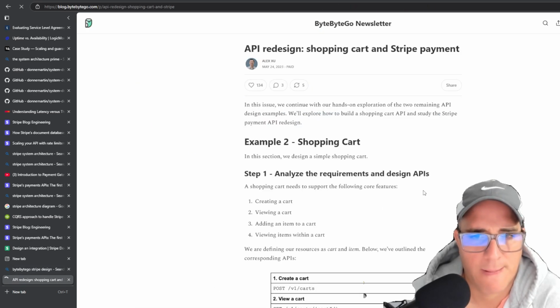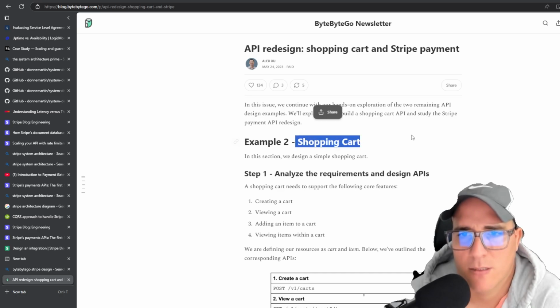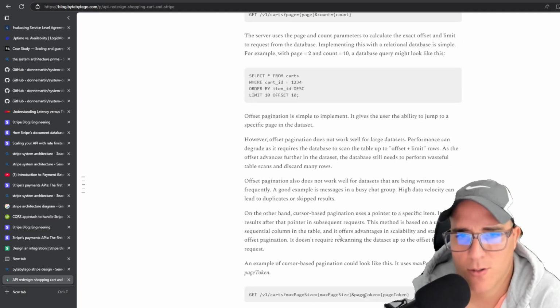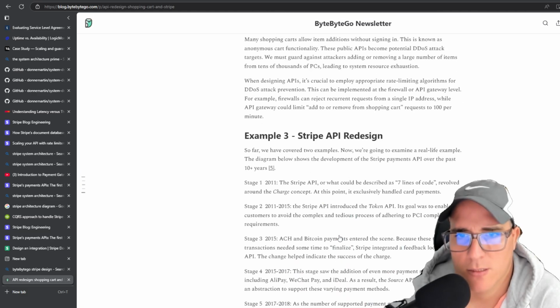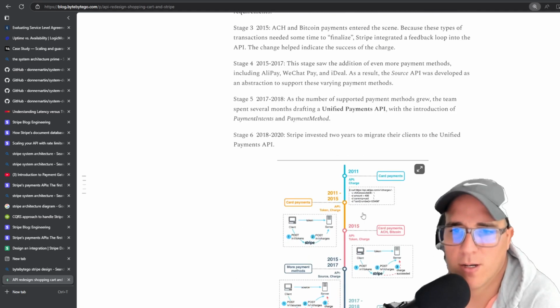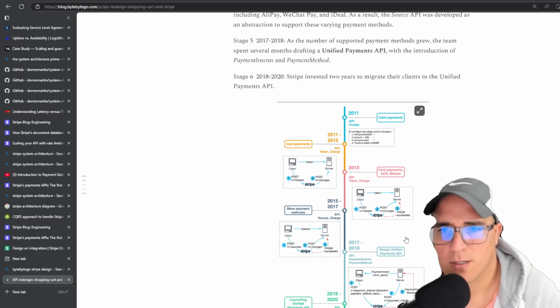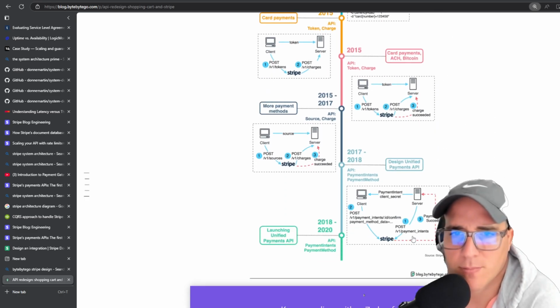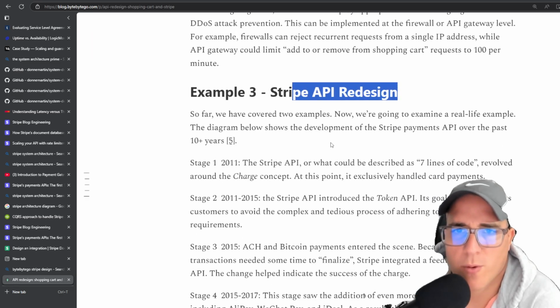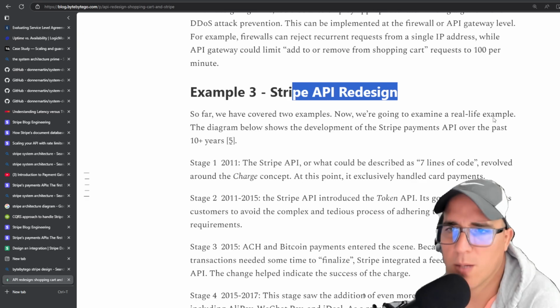Let's see. So here I'm just analyzing. So I think we have something here. Actually, nice. Let's see. Okay. So far we have covered two examples. Now we're going to examine a real life example.